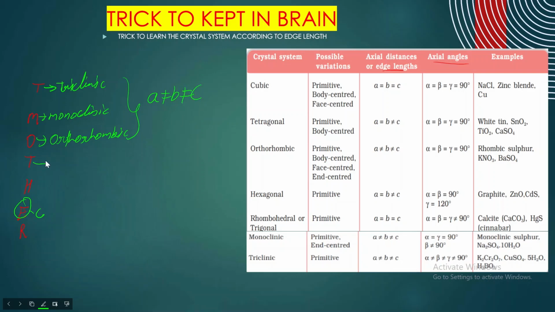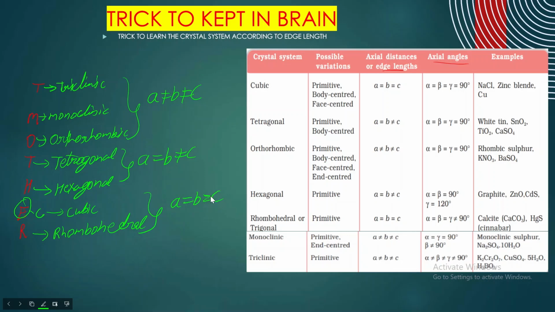Now the next T stands for tetragonal, and this H stands for hexagonal. Here in both primitive unit cells, sides A and B are equal, but C is not equal. Now we replace E with C. So C stands for cubic, and R stands for rhombohedral. Both of these primitive unit cells have all sides equal. Till now clear?